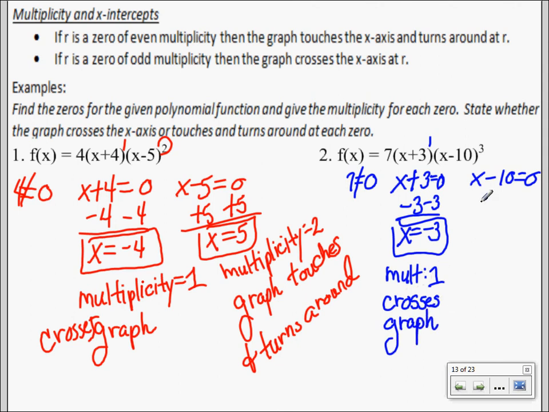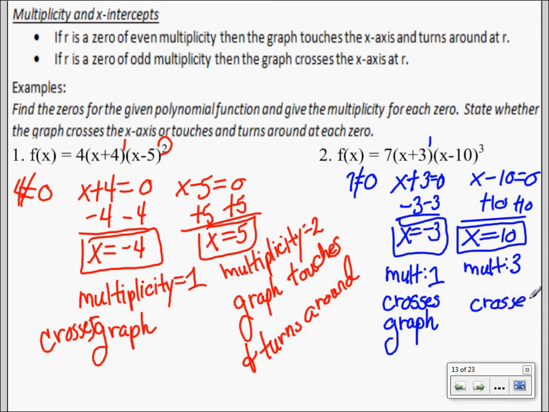Now for x minus 10 equals 0, let's add 10 to both sides. So at x equals a positive 10, let's look at the multiplicity. X minus 10 has a multiplicity of 3. That is an odd multiplicity, so that means the graph crosses at this part of the line.